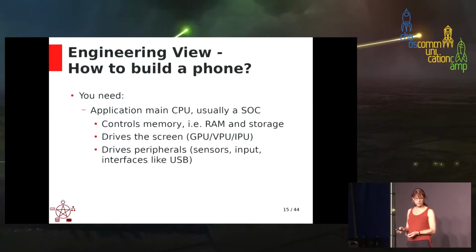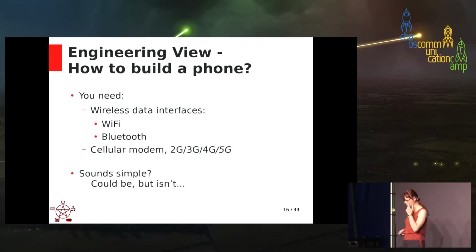So how to change this, and how to engineer a smartphone or a mobile phone? The things you need are basically a CPU, which in embedded devices is usually an SoC, a system on a chip, which controls memory, storage, RAM, things like that. It also drives the screen through the GPU, IPU, and all these things. It controls the cameras and different peripheral interfaces. So that's the main CPU. And then you also need those wireless interfaces that everyone currently expects from a smartphone these days, which is Wi-Fi, Bluetooth, and of course the cellular modem. It's a phone. So you need a cellular modem for all the current technologies.